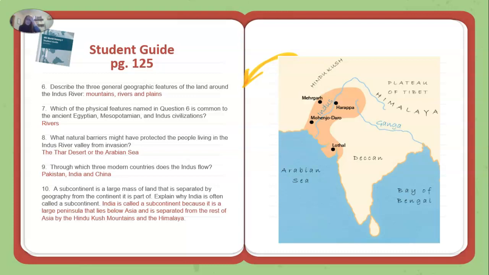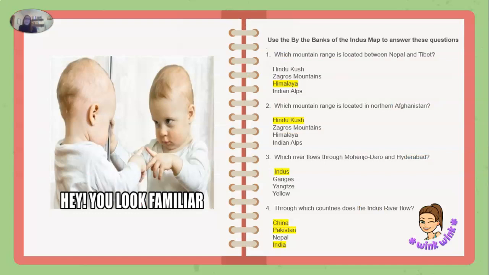And then question number 7. A subcontinent is a large mass of land that is separated by geography from the continent it is a part of. Explain why India is often called a subcontinent. India is called a subcontinent because of its large peninsula that lies below Asia, and it's separated from the rest of Asia by the Hindu Kush Mountains and the Himalaya. Hey, this looks familiar. I would take a pause here and take a look at these questions, and you'll know what I'm talking about after you complete this lesson.